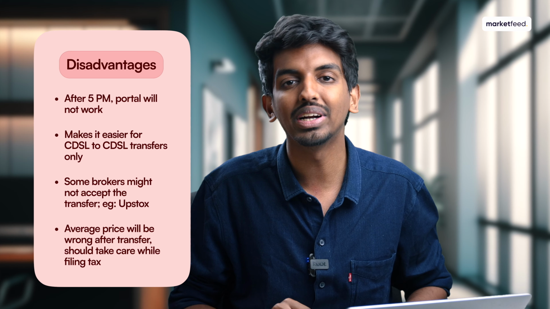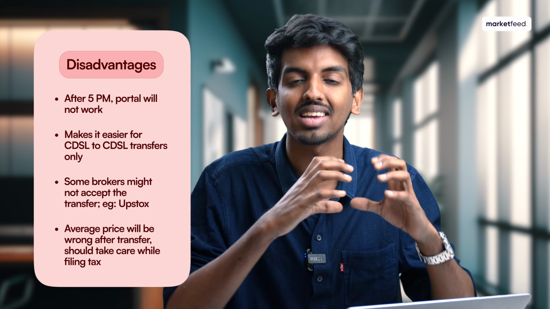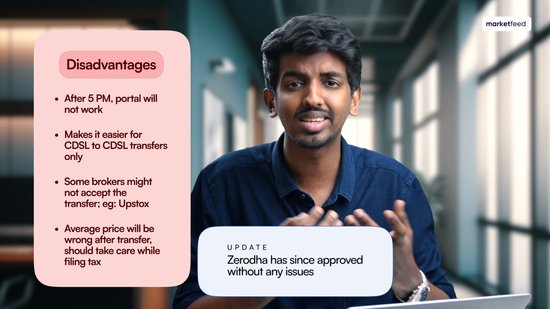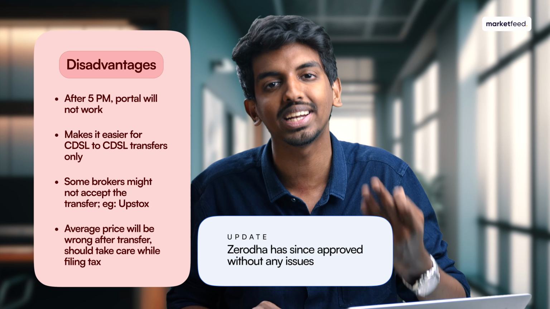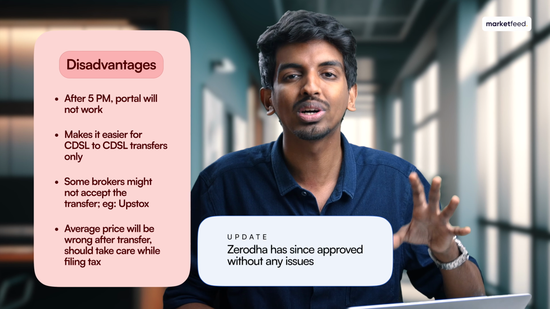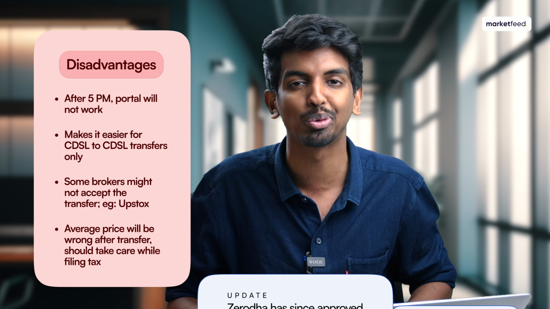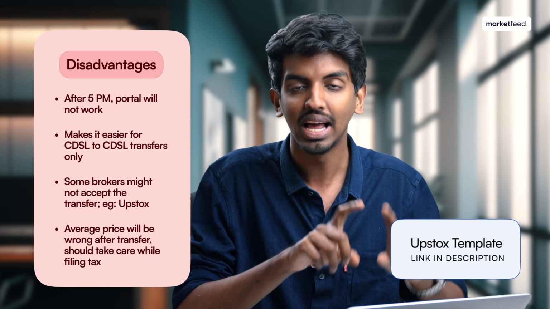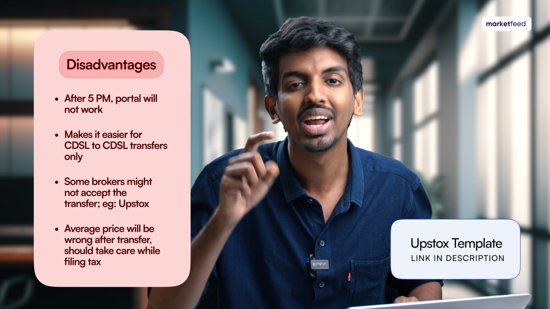And the third disadvantage here is that some brokers might not approve your CDSL Easiest account activation. So Zerodha still has not approved an account that I was trying to do. It has been nearly 48 hours, but still they have not approved the same. Some brokers like Upstox, you have to manually send in a mail. I'll put the template down below. You have to manually send this mail in the initial step after creating an account so that your broker authenticates that account.